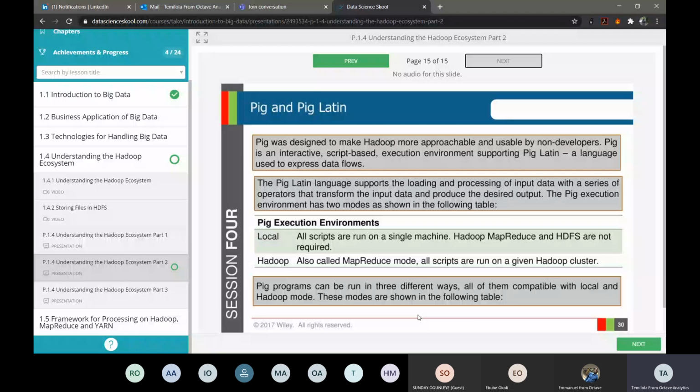I hope we all get that. If you don't understand it, I can still go over it again.